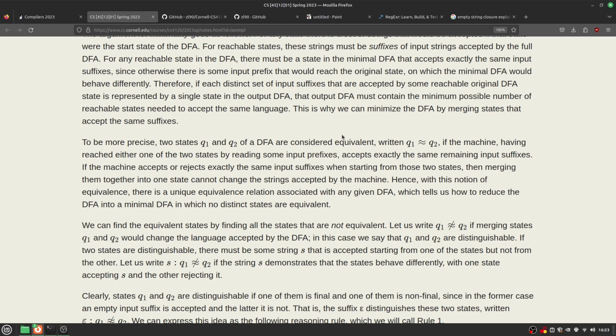Okay. We can find the equivalent states by finding all the states that are not equivalent. Let us write Q1 is not equivalent to Q2 if merging states Q1 and Q2 would change the language accepted by the DFA. In this case, we say that Q1 and Q2 are distinguishable. If two states are distinguishable, there must be some string S that is accepted starting from one of the states but not from the other.